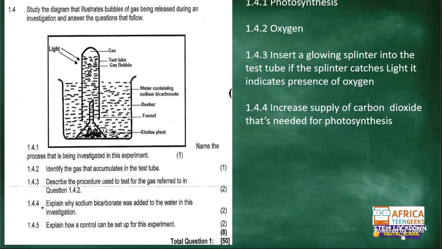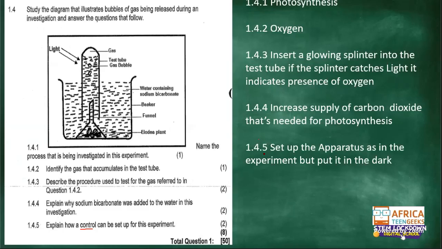And then 1.4.5, explain how a control can be set up for this experiment. You can think of different ways. Remember, when you set up a control, you are testing if your theory is true about photosynthesis. So you can eliminate any one of the inputs required for photosynthesis. One control would be to remove the light, because you need light for photosynthesis to take place, right? You could remove light and control it in a different place. That's when you would be testing the light part of this experiment.